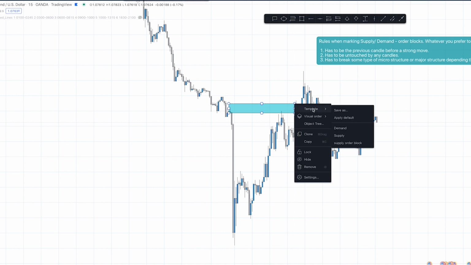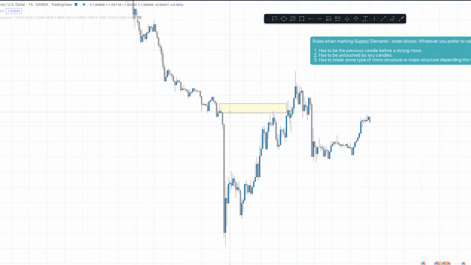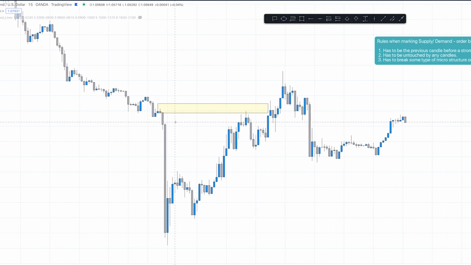Let's put it a different color, like this. Has to be the previous candle before the strong move. So here we go. It checks off all three rules, and you can see when price touches it right here, the same thing as this zone over here, to the pip, a strong move comes out.